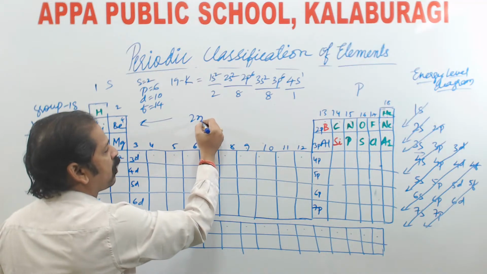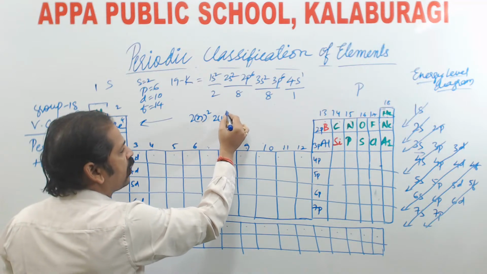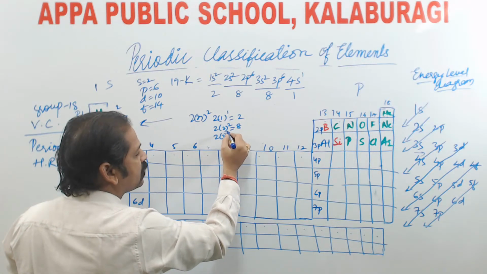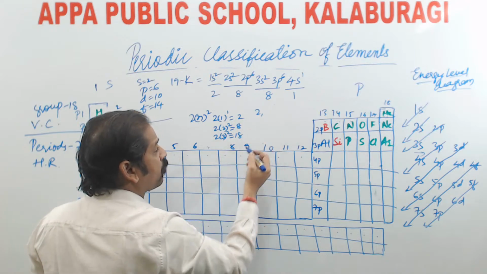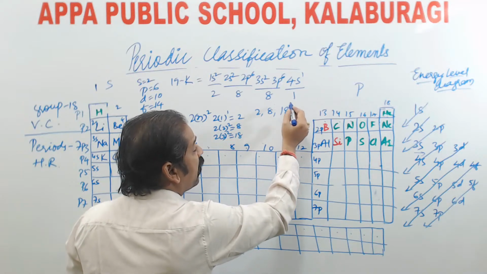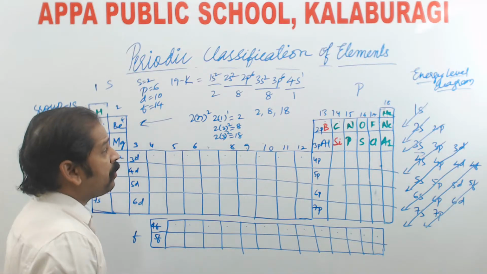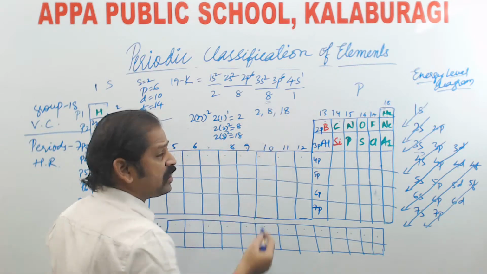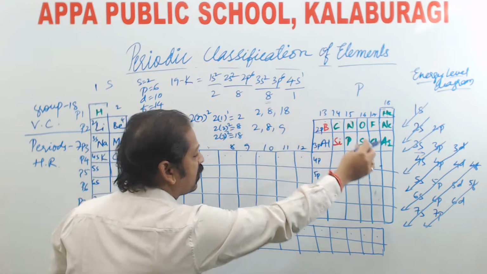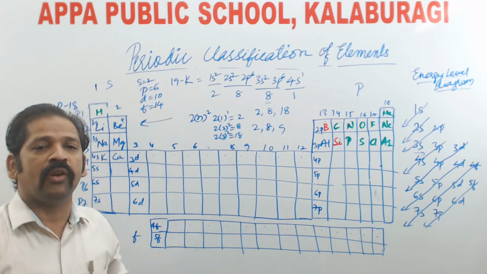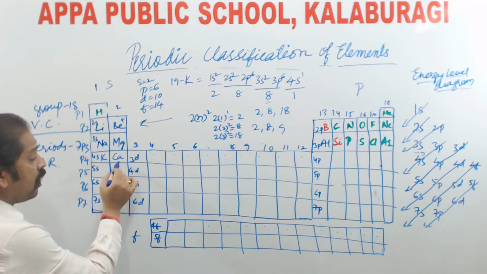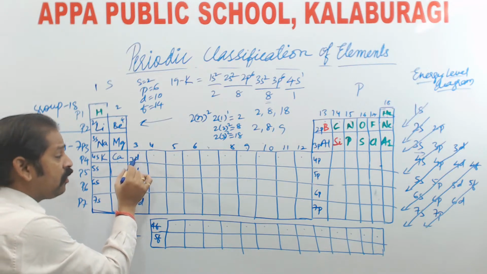Actually, as per the 2n squared formula, 2 times 1 squared is 2, 2 times 2 squared is 8, and 2 times 3 squared is 18. The first shell has 2 electrons, the second 8, and the third a maximum of 18. But although 18 is the maximum, only 8 is adjusted. Why did they not go for 2, 8, 9? The reason is the electronic configuration. After that, automatically 2, 8, 8, 2 is calcium.